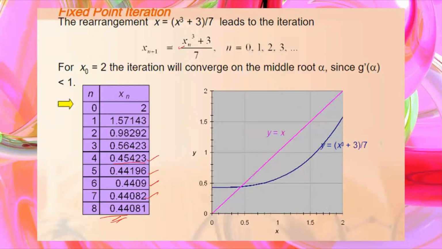The iteration will converge to the middle root alpha, since g dash of alpha is less than 1. So definitely it will converge, and it converges to this value 0.44 something. In the graph also you see this value, nearer to 0.5, means some 0.4 something. So it will converge to this value. With the graph also we can explain the root.